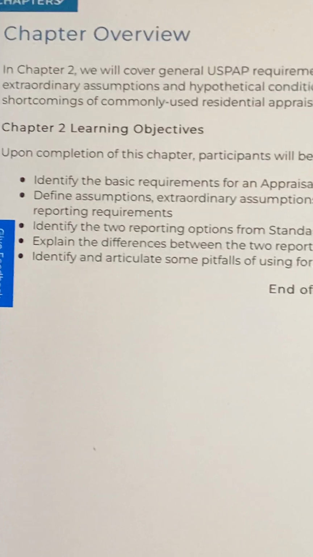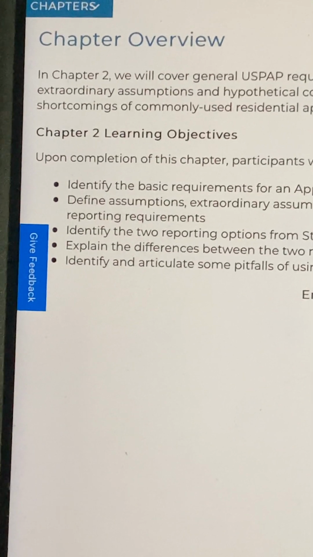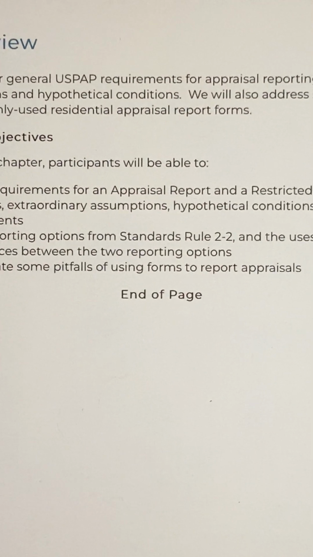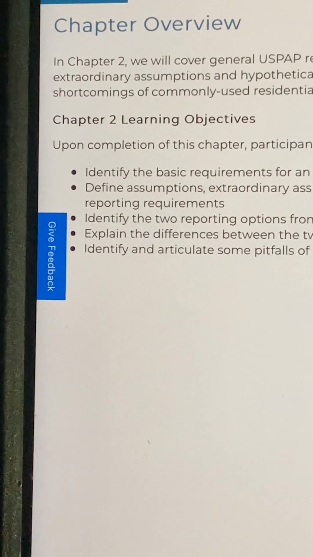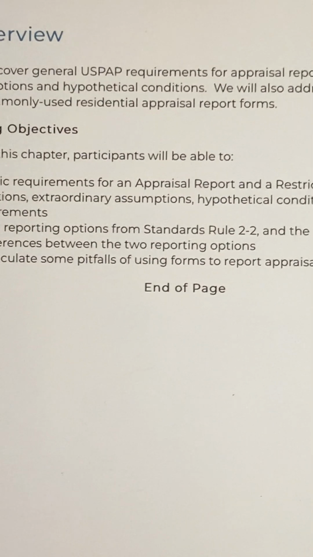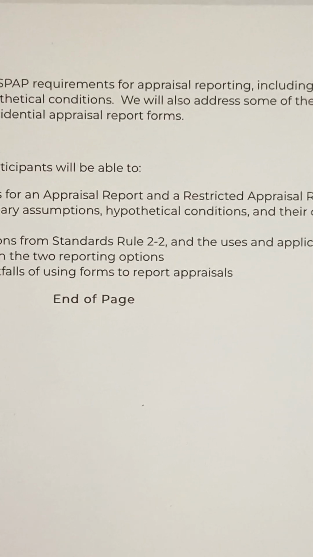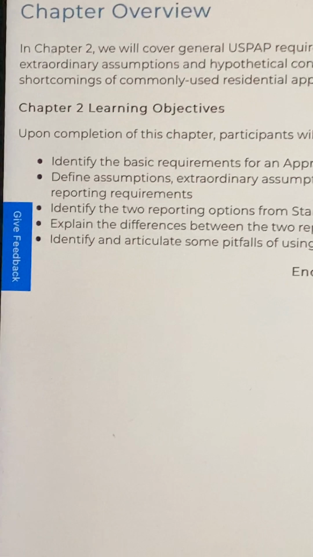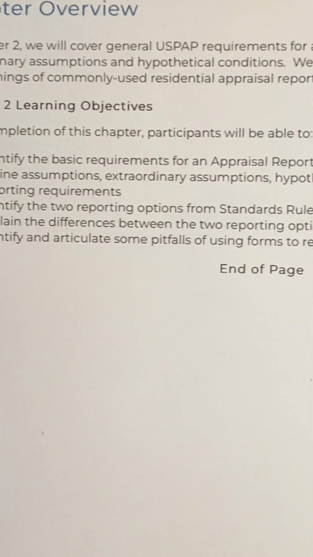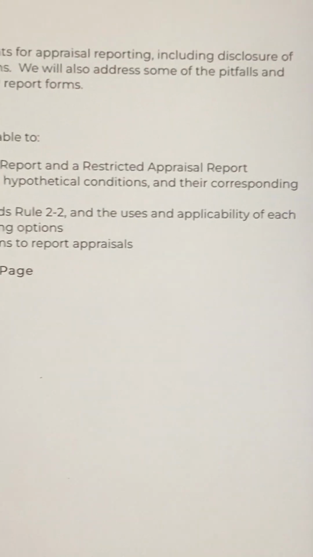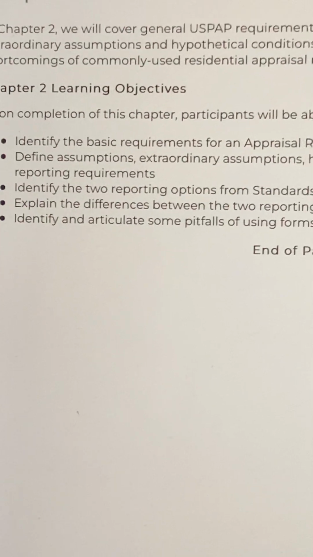Chapter 2, Learning Objectives. Upon completion of this chapter, participants will be able to identify the basic requirements for an appraisal report and a restricted appraisal report. Define assumptions, extraordinary assumptions, hypothetical conditions, and their corresponding reporting requirements.